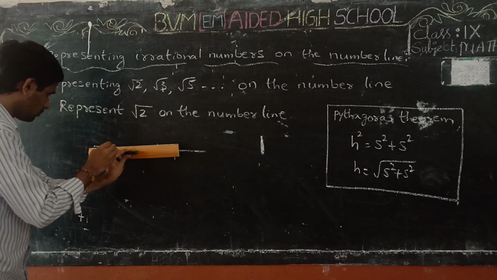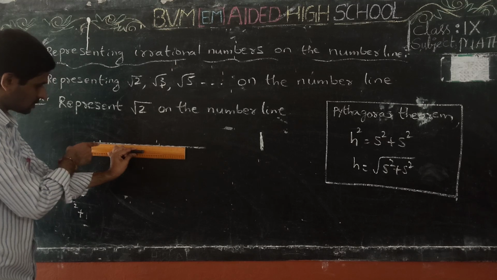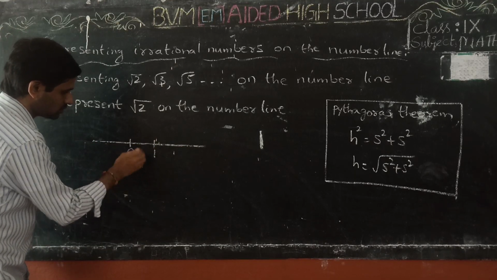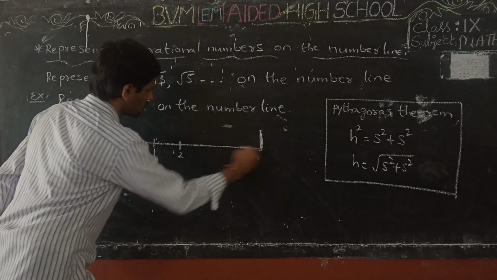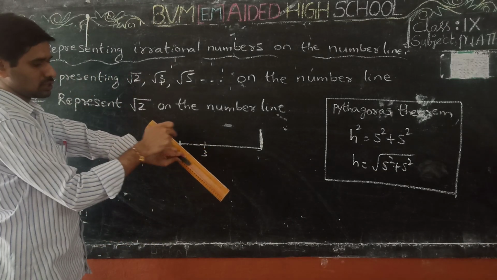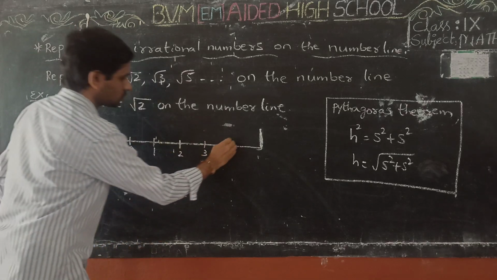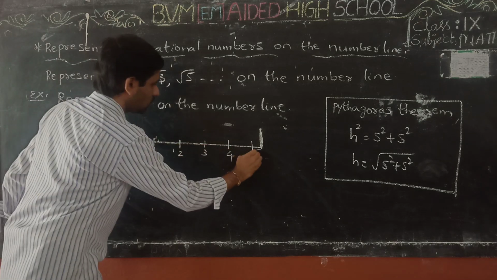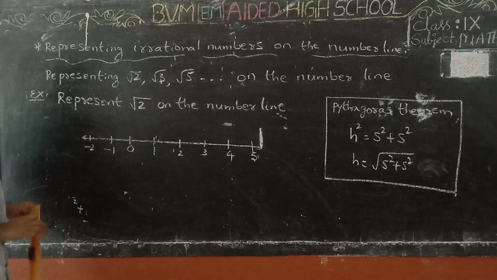You can take 0, 1 as on the scale, otherwise you can take 0, equal space 1, this is 1 unit, same equal space 2, same space 3. Otherwise you can represent the numbers like this on the scale: 1, 2, 3, 4. It should be unit space, equal space, like this, and negative numbers -1, -2, with equal space.